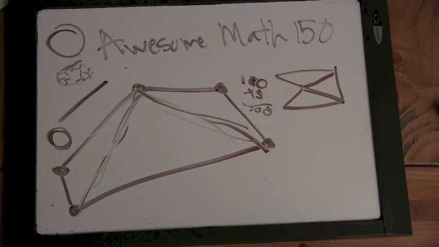And what about an octagon? 6. Do you see the pattern? Yeah, so if it's an n-gon, it has n minus 2 triangles in it. So what do you think the sum of the angles is for an n-gon? It's n minus 2 times 180. Pretty cool.